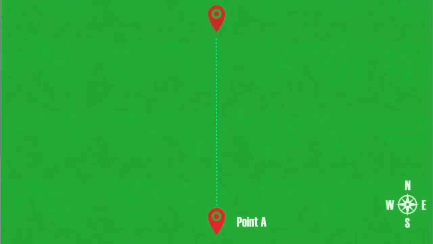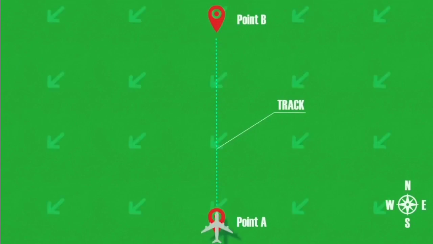Suppose we plan to fly from point A to point B on the earth's surface. It is called track. Example: you want to fly north in zero wind condition. Then track, course and heading will be the same. But in the real world it is not always like that.